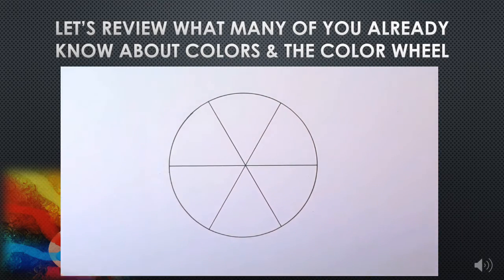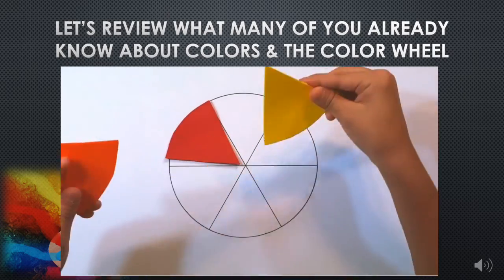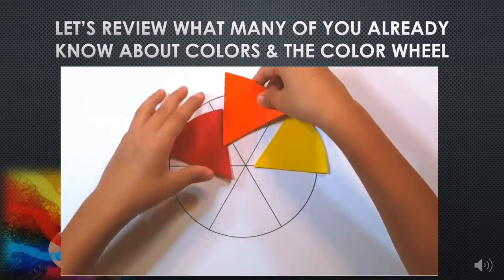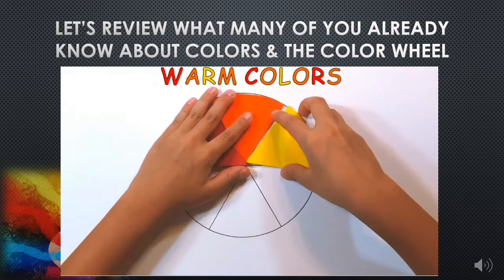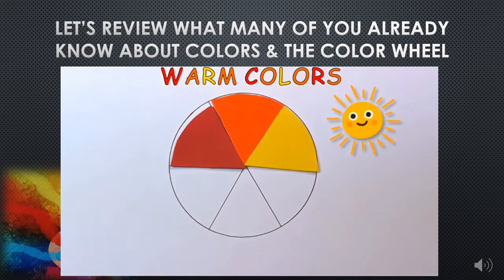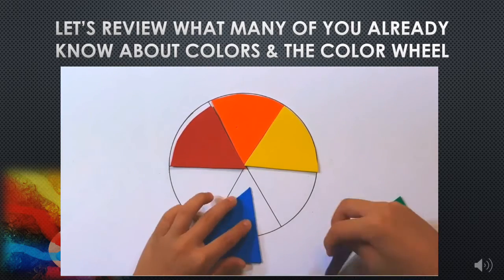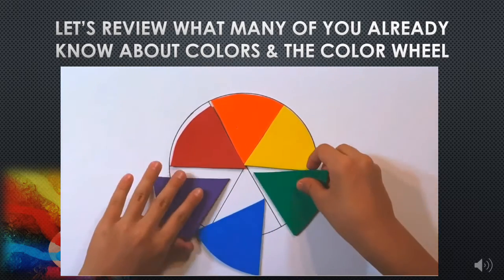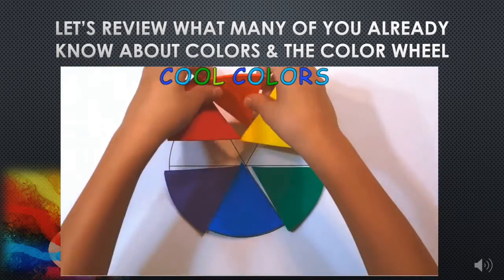Colors also have temperature. They can be warm and cool. Red, orange, and yellow represent the warm things, such as sun or fire. Blue, green, and purple represent cool things, such as the sky or water.